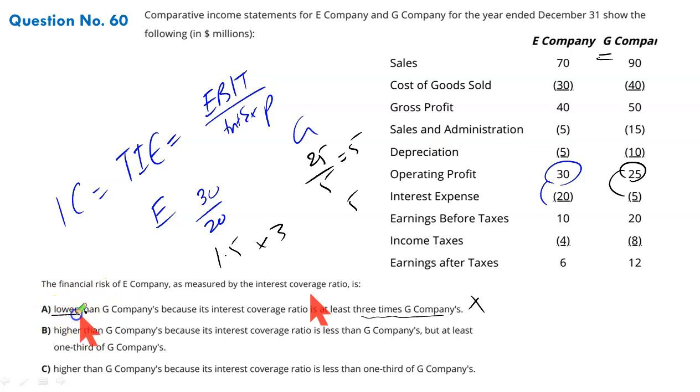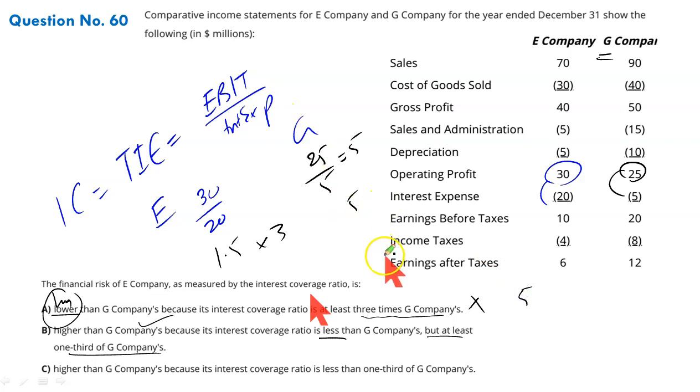The financial risk is not lower, the financial risk is higher. Why? Because your interest coverage is low. Having low interest coverage means higher leverage. That's an important point, higher risk. Option B: the financial risk of company E is higher than G, correct, because its interest coverage ratio is less than G, correct so far, but at least 1/3 of G. Is it 1/3?